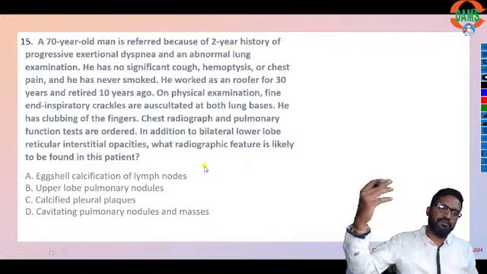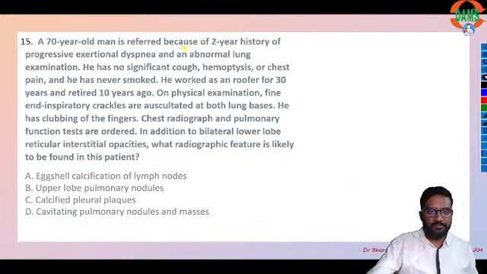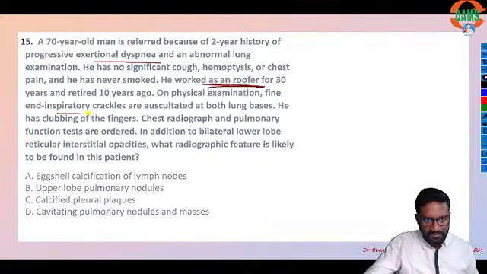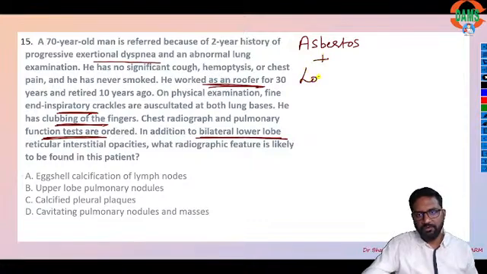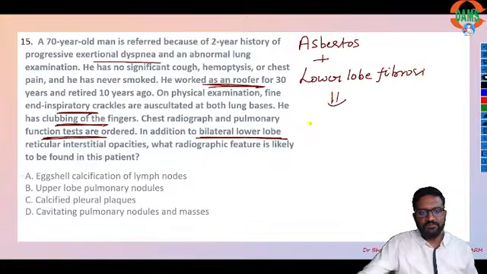Then there is a 70-year-old man referred because of a 2-year history of progressive dyspnea and abnormal lung examination. He worked as a roofer. On physical examination, there are crackles and clubbing. Pulmonary function tests show lower lobe fibrosis. A roofer is exposed to asbestos, and asbestos generally causes lower lobe fibrosis. So this is nothing but asbestosis.